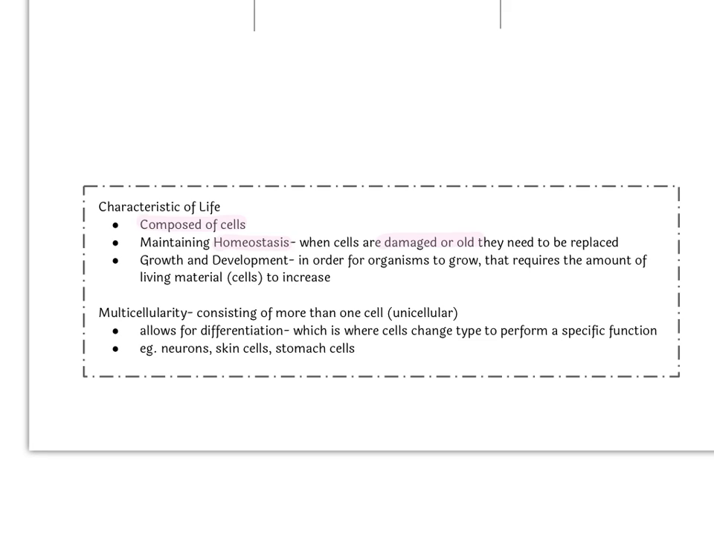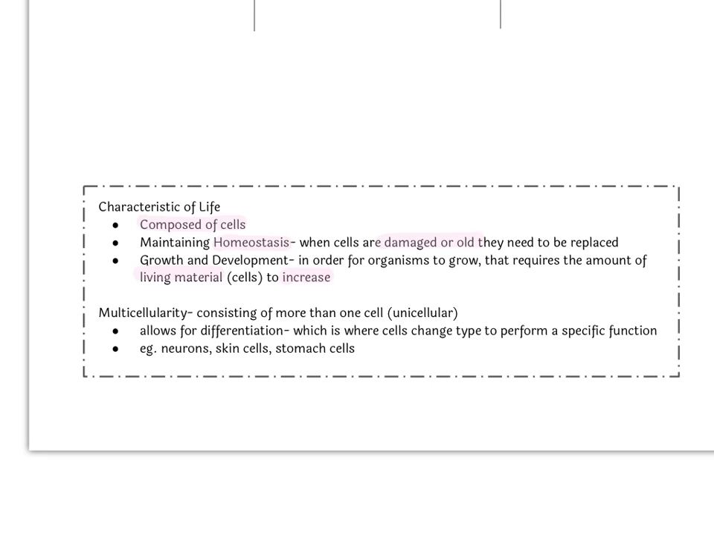And then the third characteristic of life is growth and development. Like I kind of mentioned with composed of cells, in order for an organism to grow, it requires the amount of living material to increase. And what are the living things that organisms are made up of? Cells. So basically, that's a fancy way of saying our cells have to increase in order for us to grow and develop.